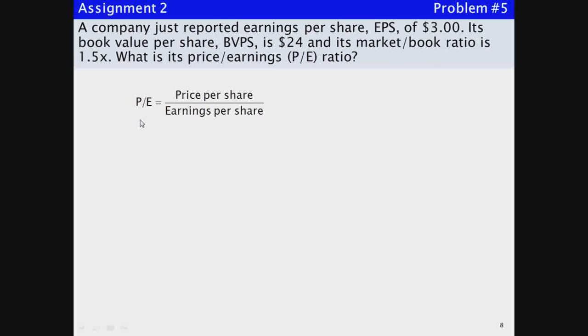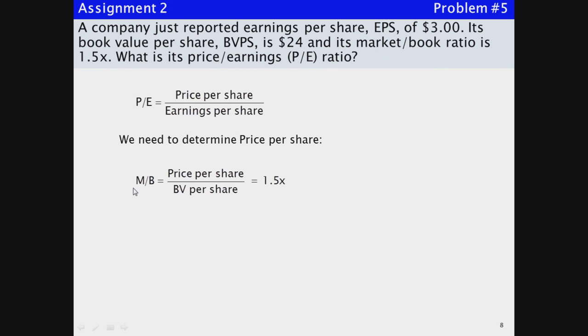Okay, the price-earnings ratio, as its name suggests, is price per share over earnings per share. Okay, we've got the earnings per share of $3. We need to determine price per share. Well, we're going to use the market-to-book ratio. Okay, we weren't given that just as superfluous information, although that can always certainly occur.